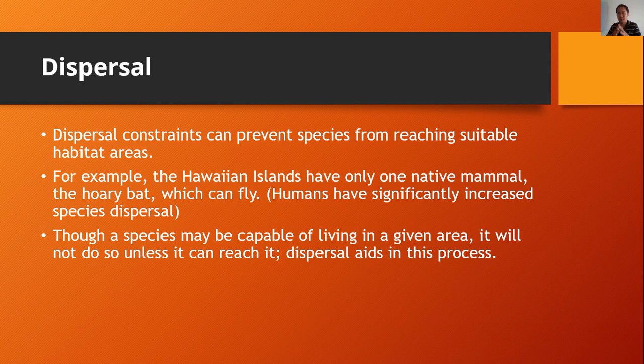So we're talking about dispersal. Dispersal constraints can prevent species from reaching suitable habitat areas. What could be an example of constraints in dispersal? For example, Hawaii has only one native mammal, the hoary bat, which can fly, and humans have significantly increased species dispersal. Though a species may be capable of living in a given area, it will not do so unless it can reach it. There is dispersal aid now, because they are being assisted by a much more evolved and higher intellectual species like us.